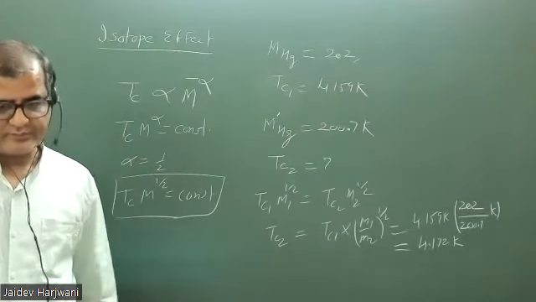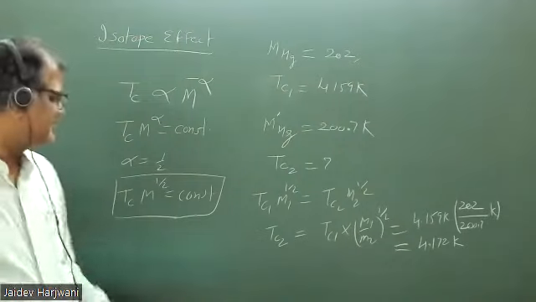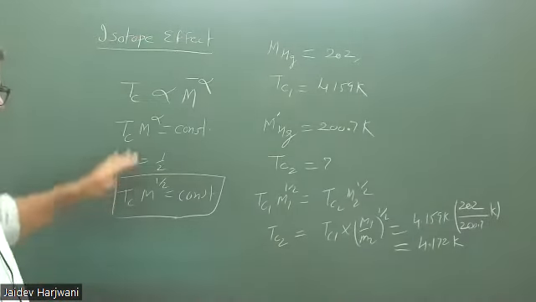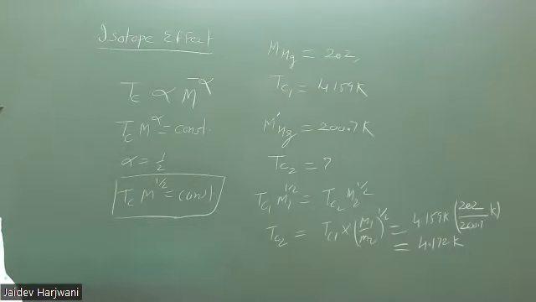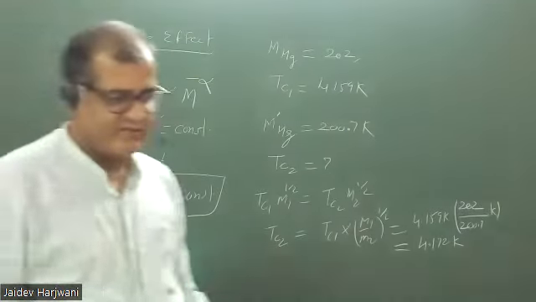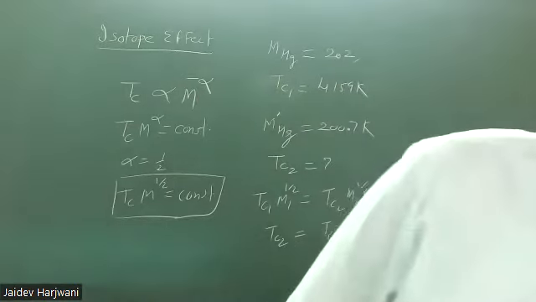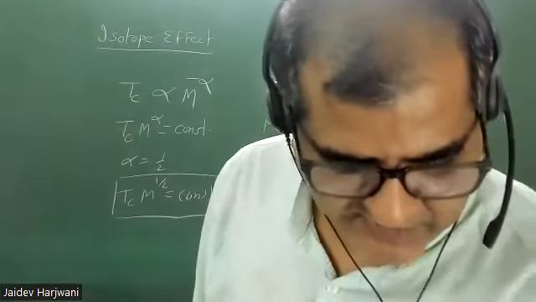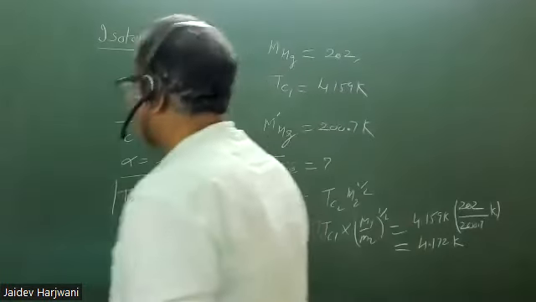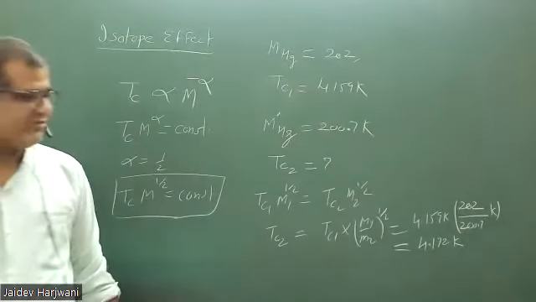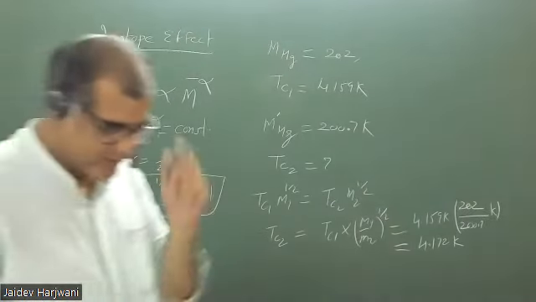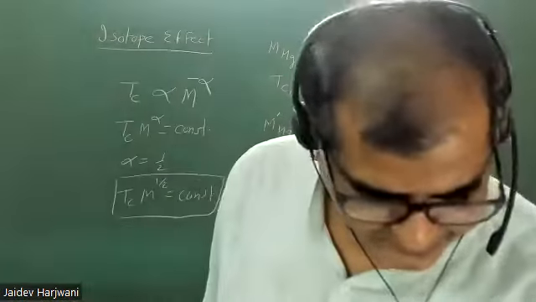How do we say alpha equals half, sir? This is an experimentally observed fact. This relation varies, but alpha is generally equal to half. If you measure the variation experimentally, it comes out as half. And Tc varies with the mass of isotopes. Now let us do some exam problems.